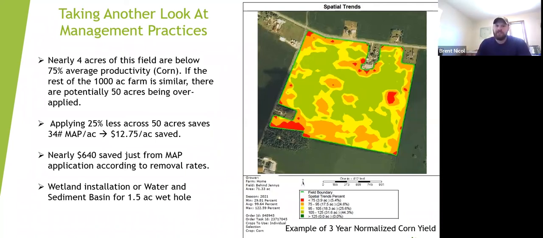Also, it should be noted, this is only accounting for areas that are 75% or under, so just those red areas. If we do apply these management practices to areas where production is consistently lower than the field average, so those orange areas as well, it could have even more of a positive economical effect. And again, that's just from utilizing this yield data.